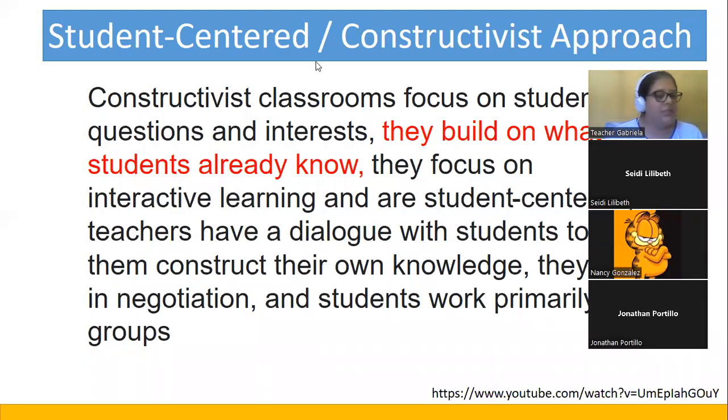Okay, my dearest students, this is the second block of didactic class. So we are going to discuss one of the first methods of teaching. Its name is the student-centered or constructivist approach. Mr. Sigaran, would you like to help me to read, please? Thank you.